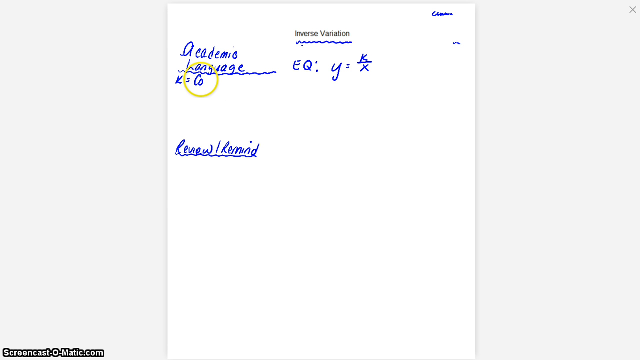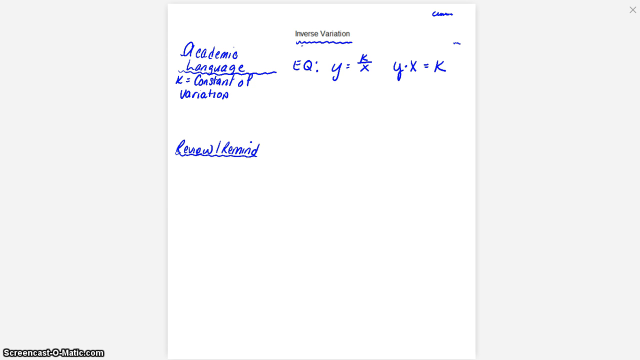K is the constant of variation. Or you can rewrite that if we multiply both sides of this equation by x. If you multiply it on both sides, the x's cancel out on the right, and it's y times x equals k.